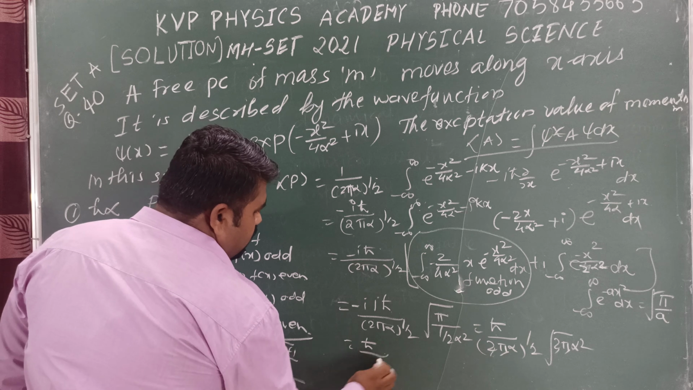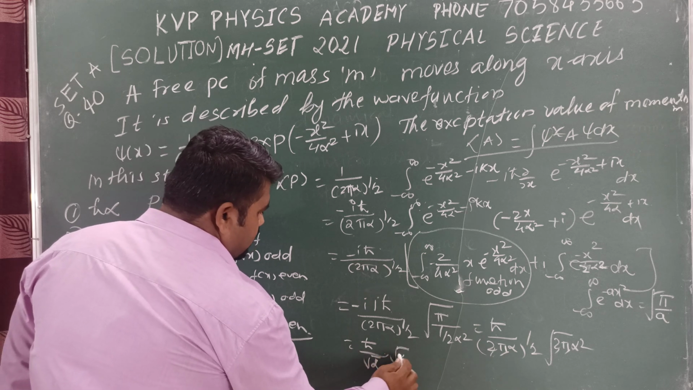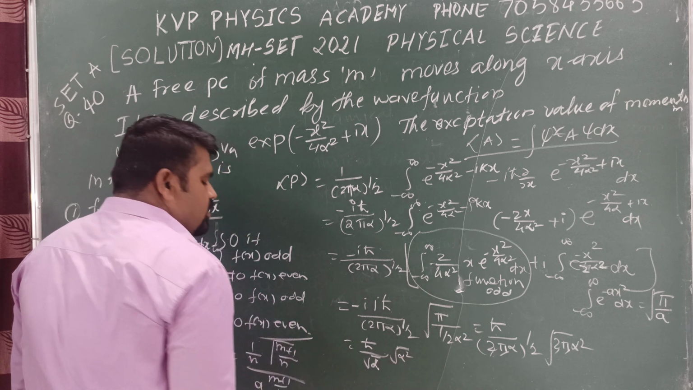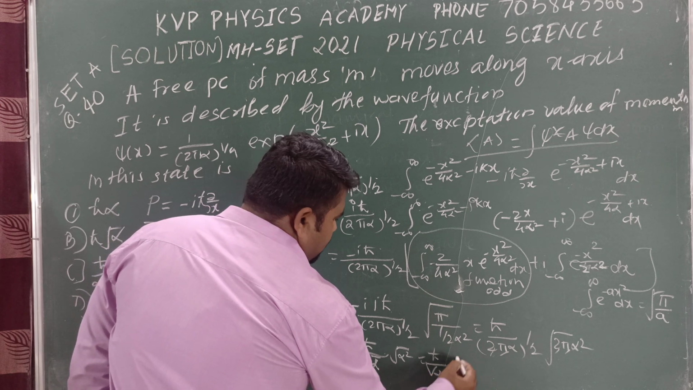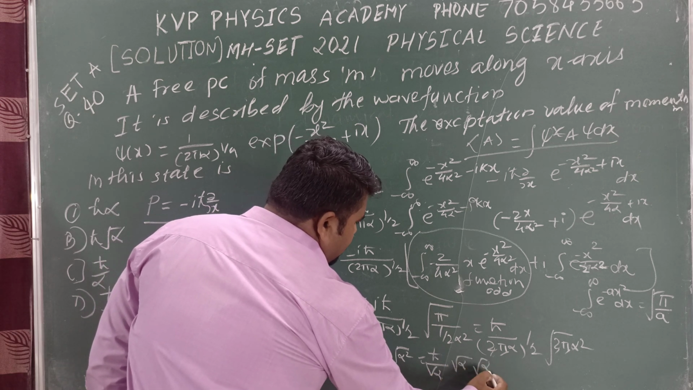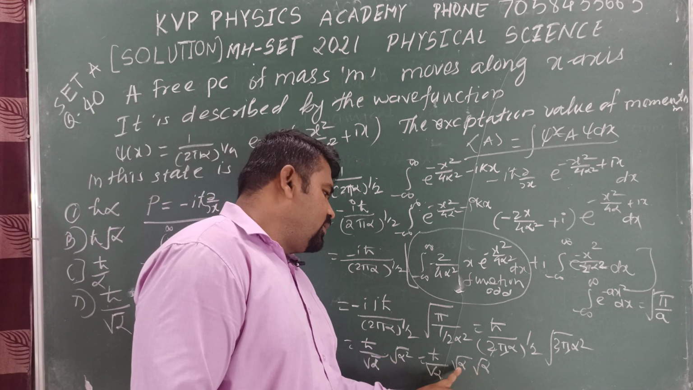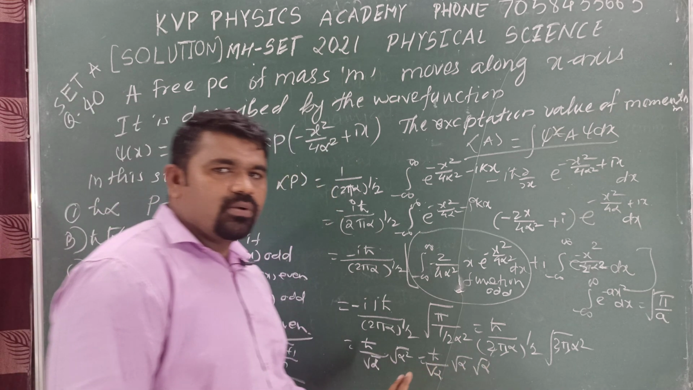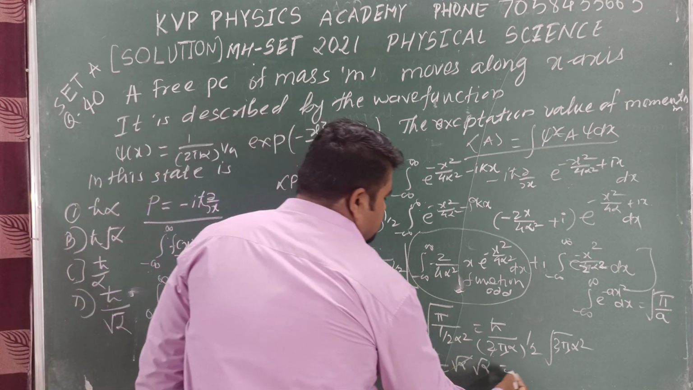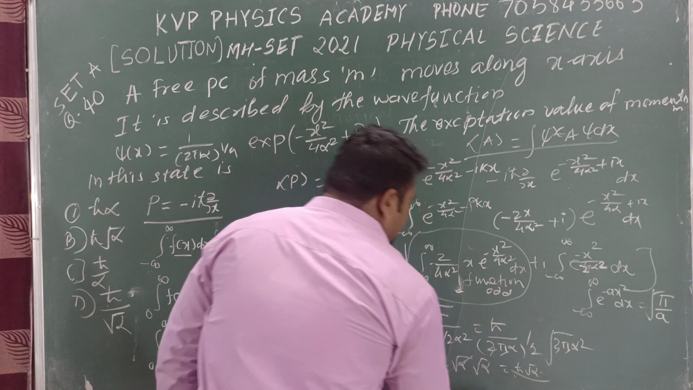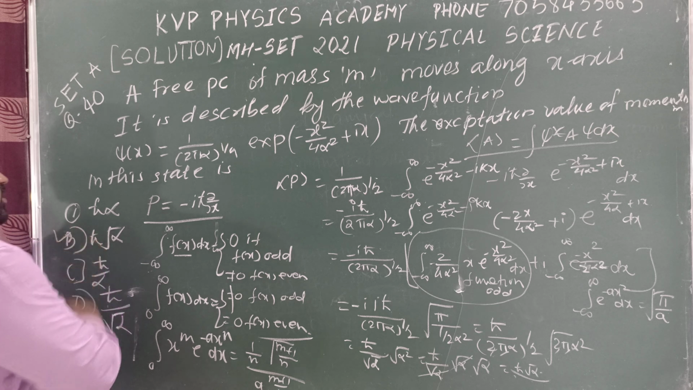h cross upon root alpha into root alpha square. This root alpha square can be written as root alpha. Any problem? Root alpha. Take inside alpha into alpha square, root alpha square. Got it? Or we cancel the one alpha, then this becomes h cross root alpha. Which option is correct? Option number B is correct for this case.